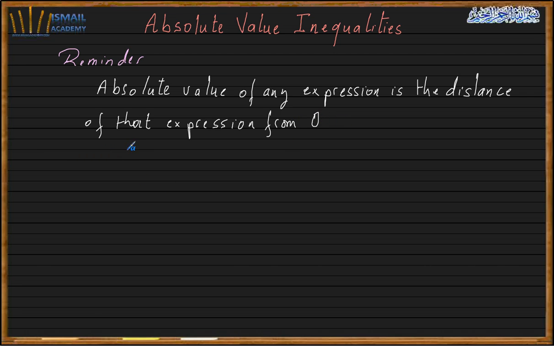So suppose this is an expression. The absolute value of that expression, in fact, is the distance of that expression from zero. And we know that the distance depends on the sign of the expression: if the expression is greater than zero, or if the expression is less than zero. If you want to review the concept behind absolute value, see the lesson about absolute value. So now let's talk about absolute value inequality.